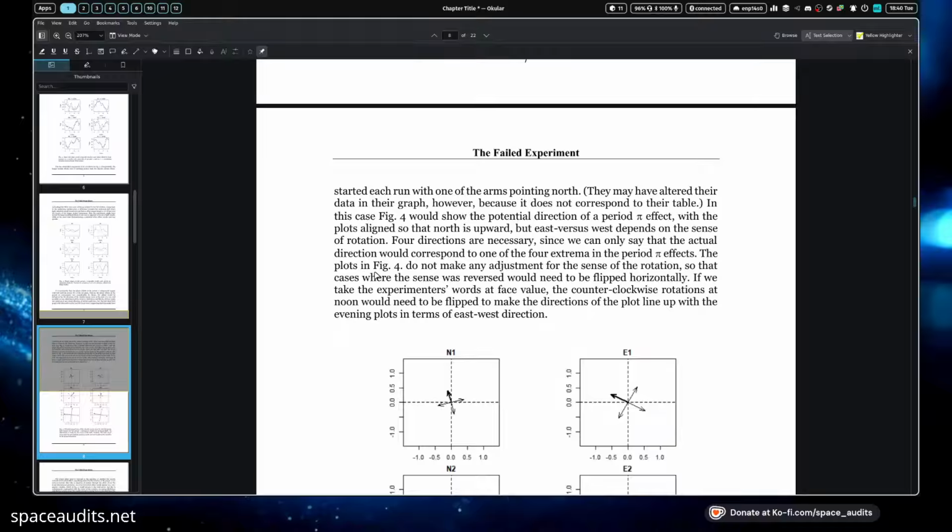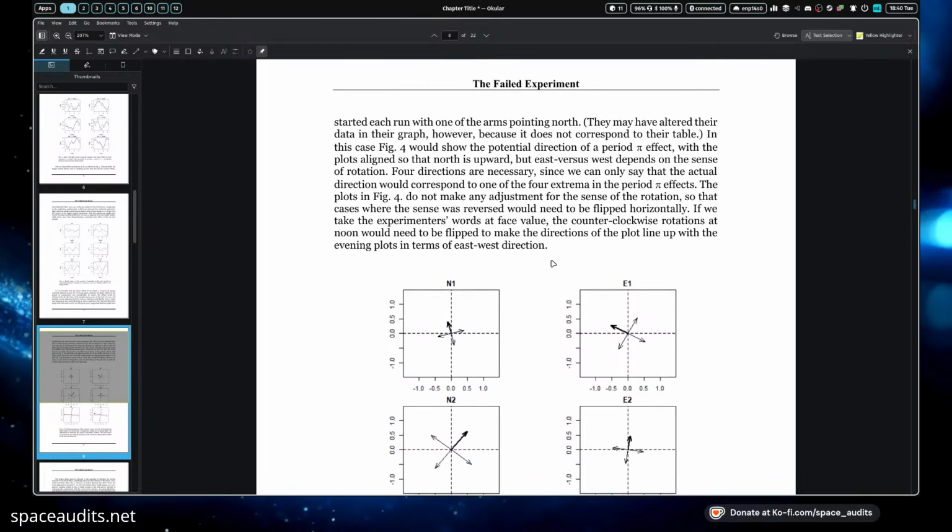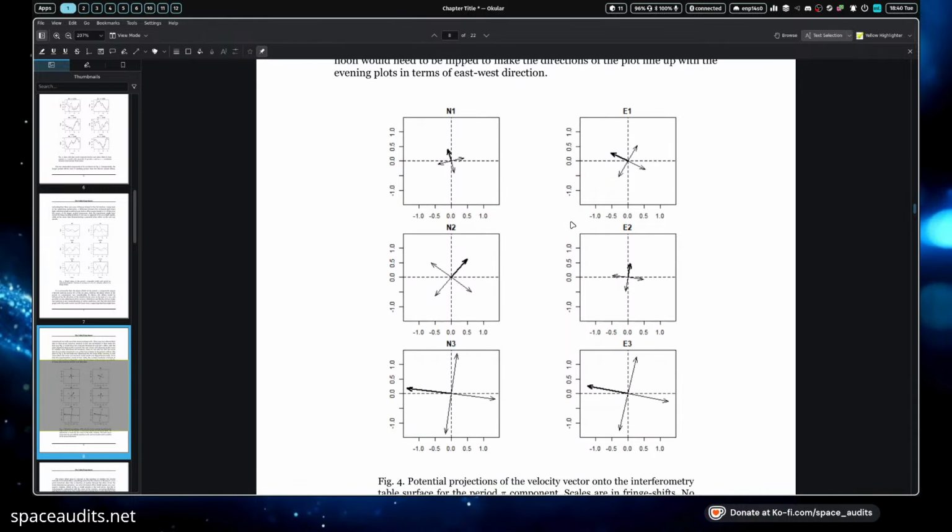The plots in figure 4 do not make any adjustments for the sense of rotation, so the case where the sense was reversed would need to be flipped horizontally. If the experimenter's word were taken at face value, the counterclockwise rotations at noon would need to be flipped to make the directions of the plot line up with the evenings in the east-west directions.